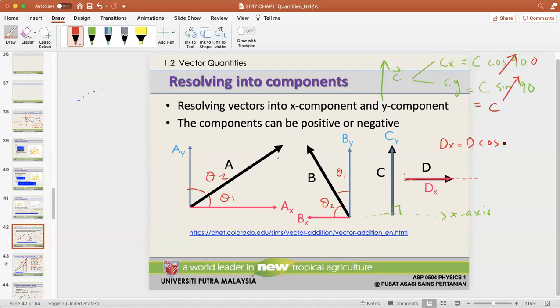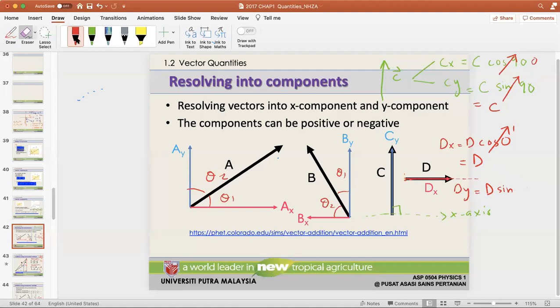0. Zero. Yes, betul. You're not wrong. So cosine 0 is how much? Equal to 1. Yeah, so Dx is just D. What about Dy? Dy is D sine 90 degree. 90 degree? Mana datang 90? Wait. The angle should always be the same, right? Zero juga. It is still sine 0.